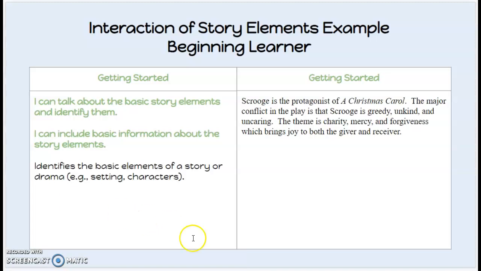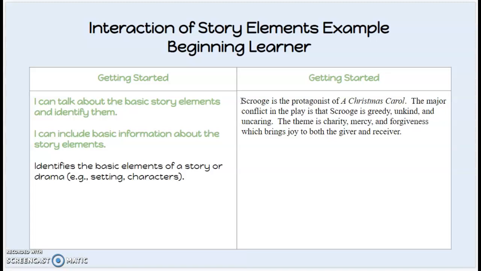The example reads, Scrooge is the protagonist of A Christmas Carol. The major conflict in the play is that Scrooge is greedy, unkind, and uncaring. The theme is charity, mercy, and forgiveness, which brings joy to both the giver and receiver.